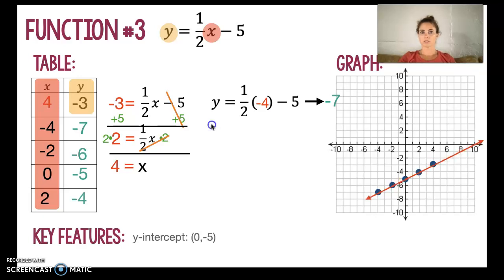So our key features, things to talk about: the y-intercept is (0, -5). The x-intercept is (10, 0). And our rate of change is constant. The domain for this, the inputs, can be anything we want. So that is how we use function rules.